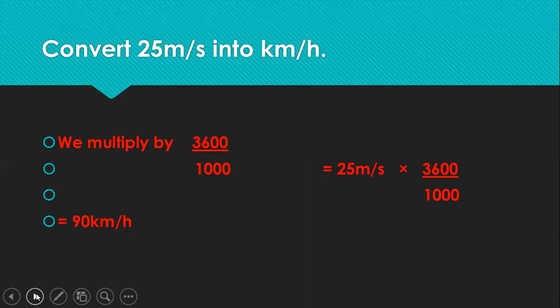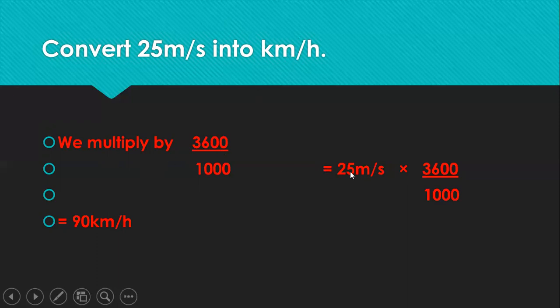Then another one, convert 25 meters per second into kilometers per hour. Very, very easy. What are our two constants? We have 1000 and 3600. But the question is, which one should be on top? Remember, we want to change this meters per second to become kilometers per hour. So we want to make it bigger. 3600 should be on top.